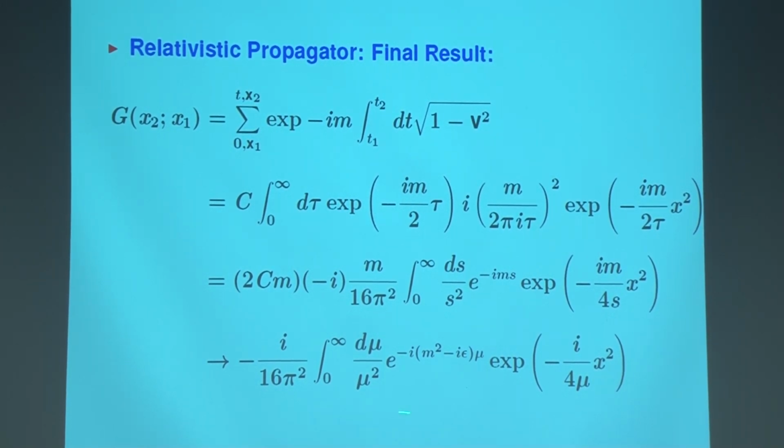What about this integral? You can actually do it. If m is 0, it is trivial to do that. You will get 1 upon x square plus I epsilon. That you should try out.